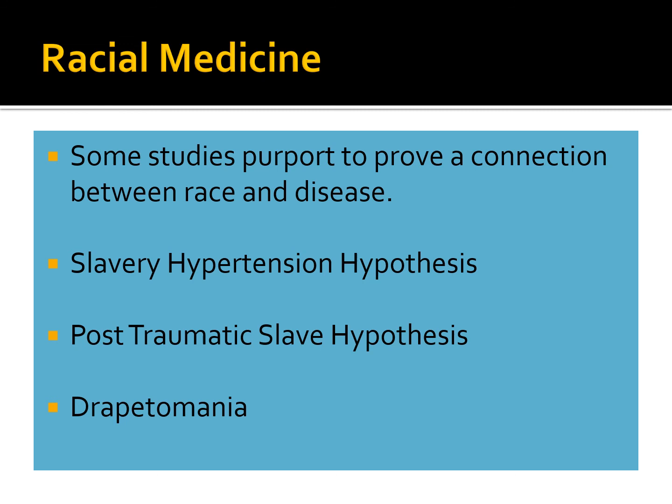So looking at racial medicine as a concept, you do have some studies out there that purport to prove a connection between race and disease. Things like the slavery hypertension hypothesis, the post-traumatic slave hypothesis, and one that we're going to talk about, which is absolutely absurd, called Drapetomania, right? And I throw Drapetomania in there to show you exactly how absurd this notion is of linking specific health conditions and specific diseases to one racial grouping or another. We as humans should really be addressing our health conditions as a whole rather than trying to figure out which disease affects which group more than the others.